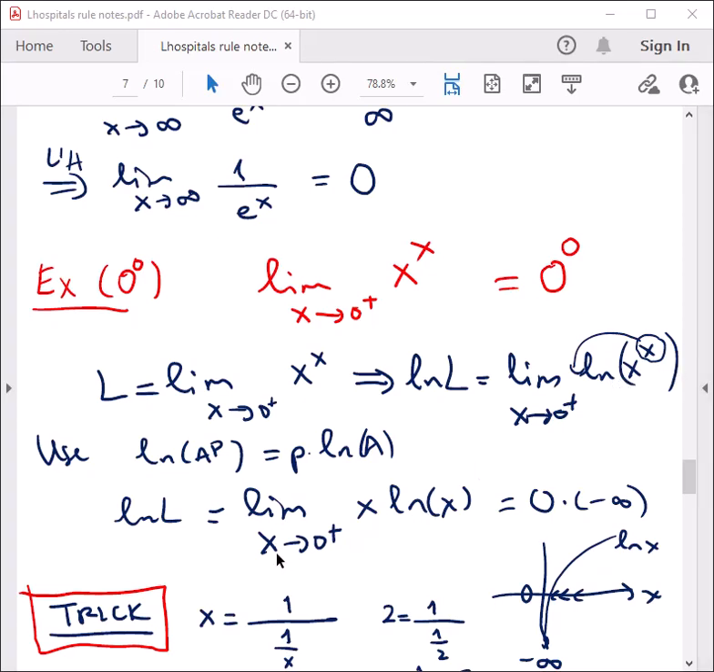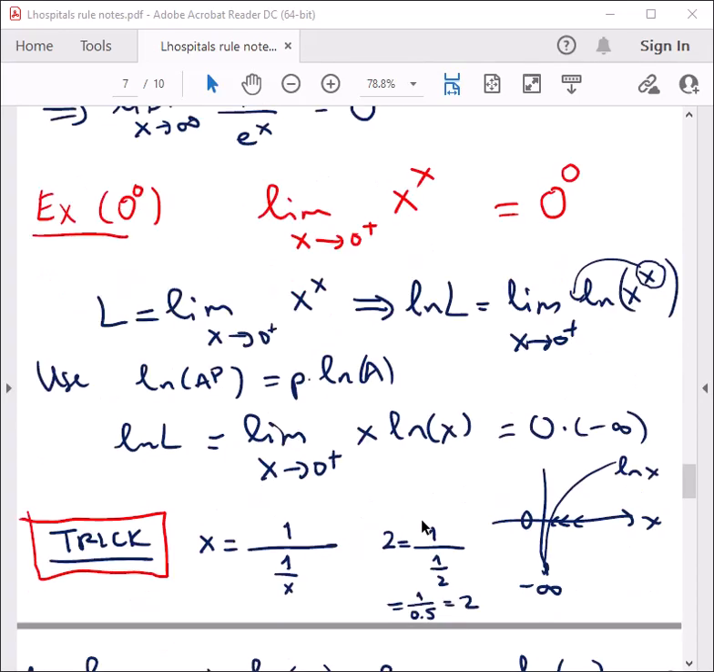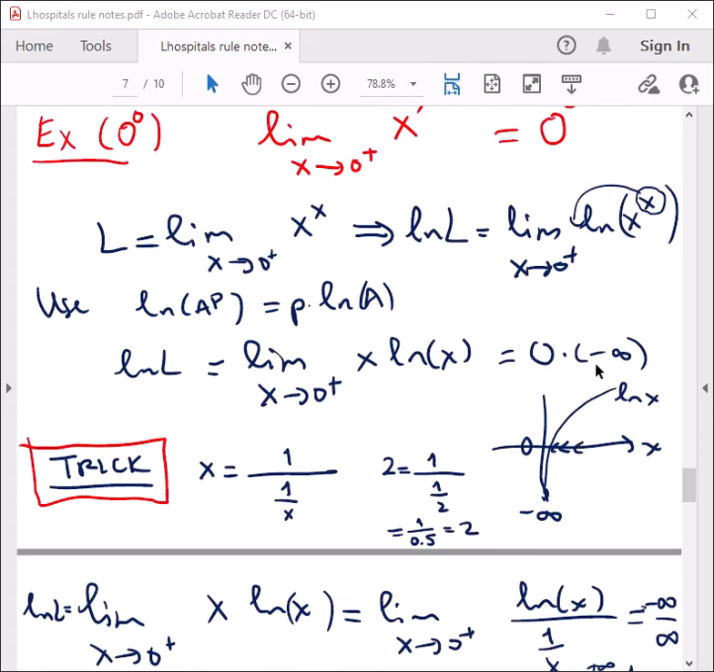Now, when we let x go to 0 from the right, what's going to happen? This x ln x will go to 0 times ln of x, which will go to minus infinity. Why? Because remember the graph of ln of x. When we approach 0 from the right, the function ln x gets negatively very large. So we have 0 times minus infinity. We have seen this before. The minus doesn't matter as long as it's an infinity. It's another indeterminate form.